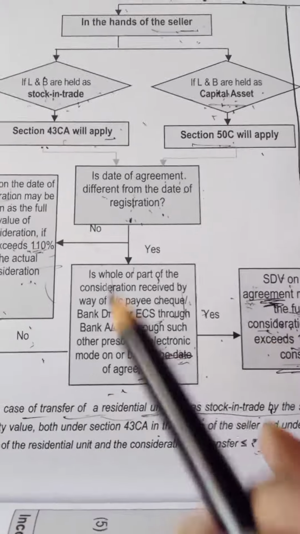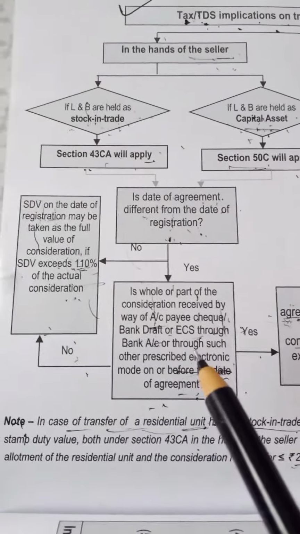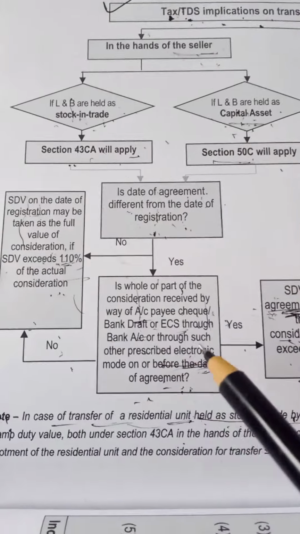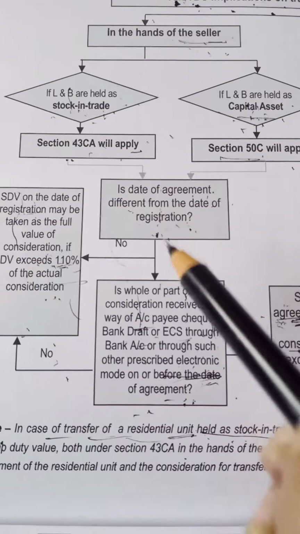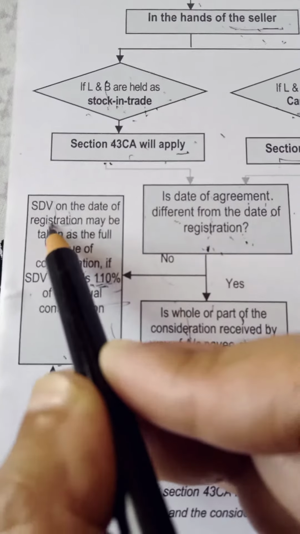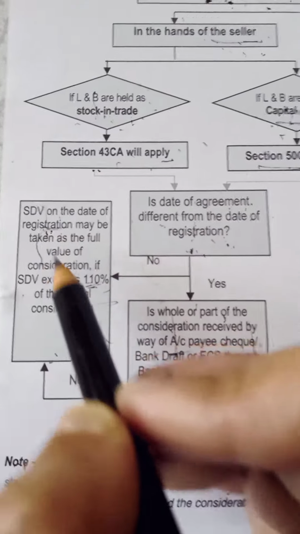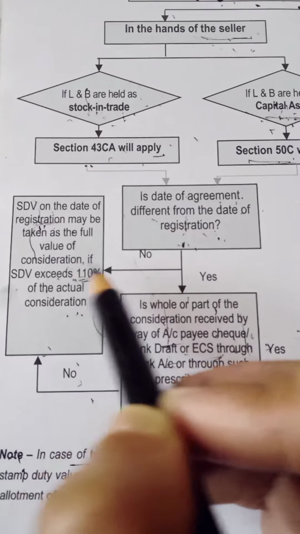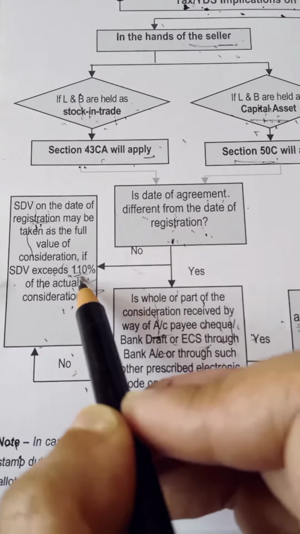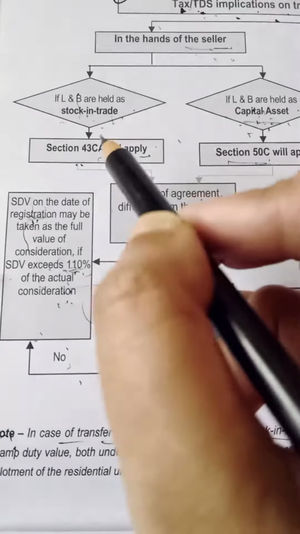Now, if such consideration amount is not received by prescribed mode, and if agreement date and registration date are same, not different, then in such case SDV on the date of registration, remember this, registration, not on the date of agreement, will be taken as full value of consideration or sale value if SDV exceeds 110% of actual consideration, same limit. Otherwise this consideration amount will be full value of consideration or sale value.